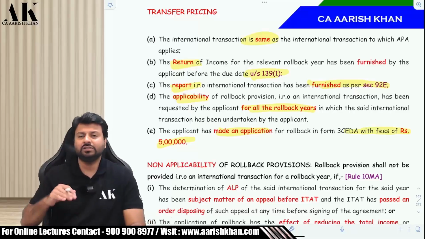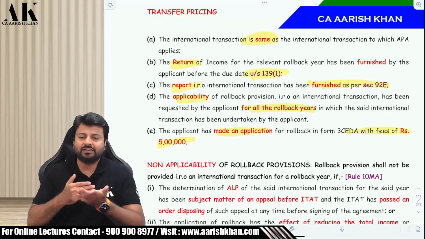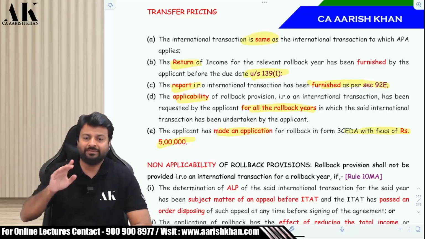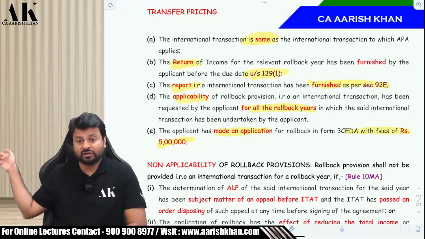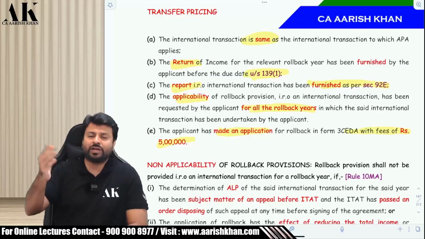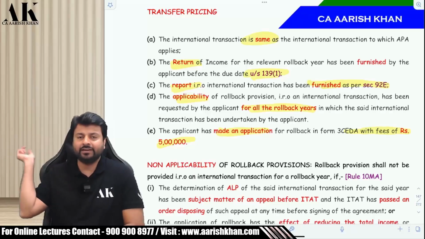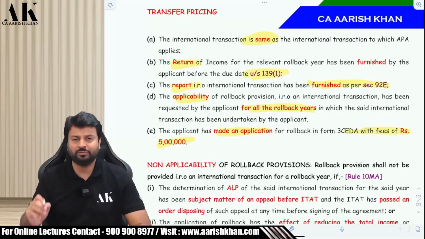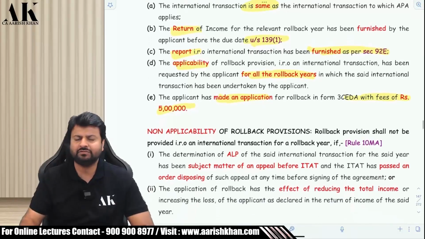So what can you get? You can get the rollback benefit if you fulfill these 5 conditions. What are the 5 conditions? The international transaction of future year and past year has to be same. The return has to be filed for the earlier years on time. The report of the earlier years should also be filed as per 92E. And you should make an application for all the rollback years. You cannot be selective, 3 out of 4, 2 out of 4, 1 out of 4. And you have to make an application with a fee of 5 lakh rupees, along with the application in form 3CEDA.